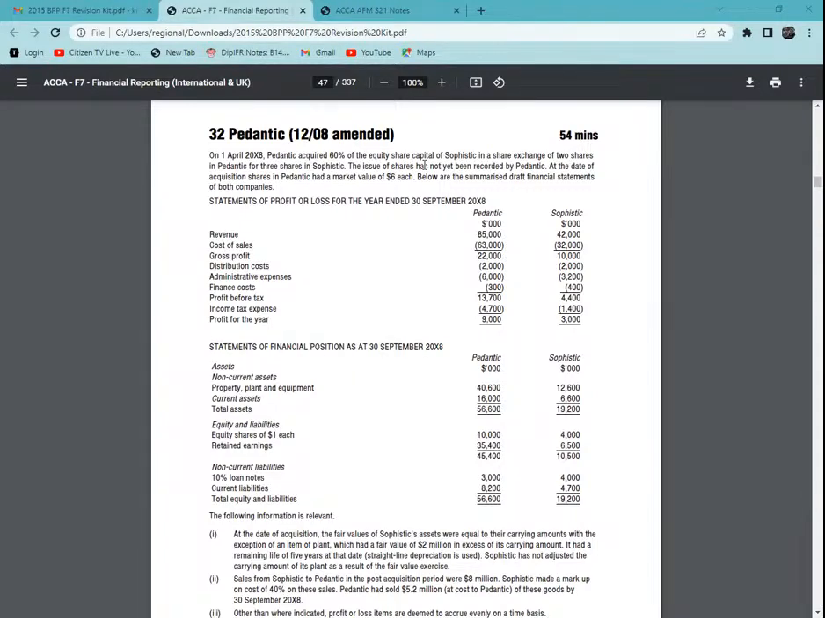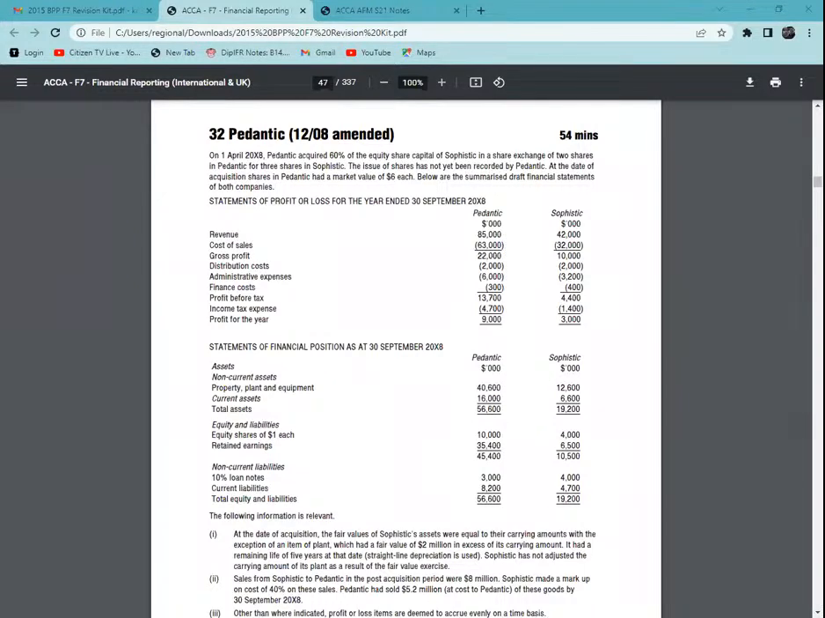I'm not interested in the statement of profit or loss. I am interested in showing you how to get the statement of financial position as at 31st September 08. So they have given us here the statements for Pedantic and for Sophistic. My role today is to show you how to consolidate.